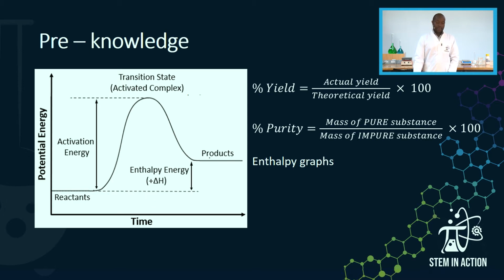So notice that we are starting with our reactants on the left-hand side, and they have to climb up, you can say, they have to climb up an energy barrier called activation energy, and only then do they come out on the other end to form products. And the energy difference between our reactants and our products is what we call the enthalpy energy. And we are going to look at this graph in more detail as we progress.